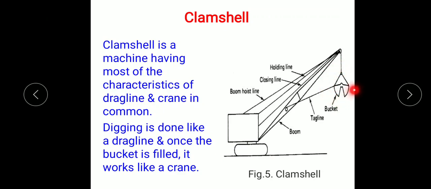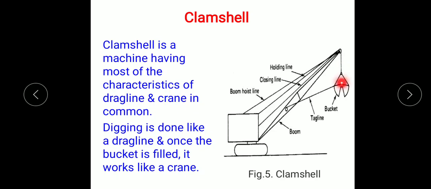This is a bucket of a clamshell, and the shape of the bucket is like a clam, like a shellfish which is hinged at this point. Therefore it is called a clamshell. The front end of this is a crane boom with a bucket which is loosely attached at the end through cables as in a dragline. The bucket consists of two halves or shells.